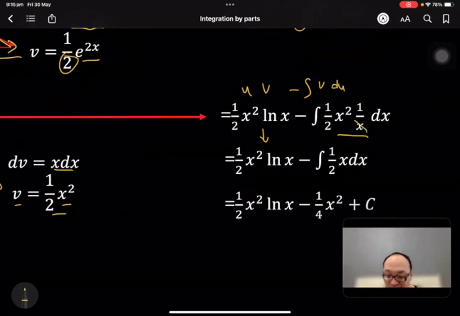x squared with 1 over x becomes half x only. Now if we integrate half x, it becomes 1/4 x squared plus c. For the first part, usually we just copy it because we only need to integrate the last part, the second part in here.